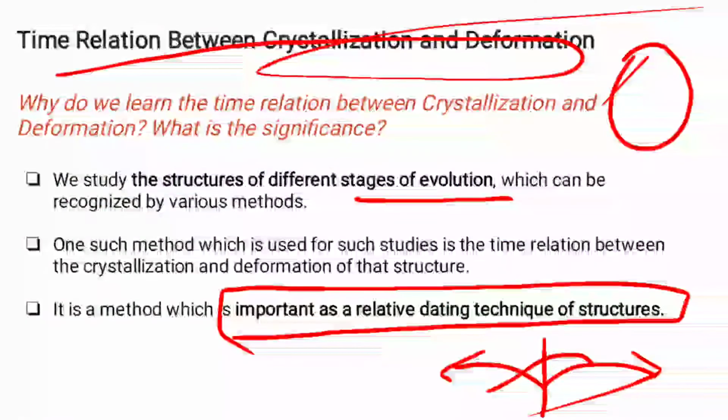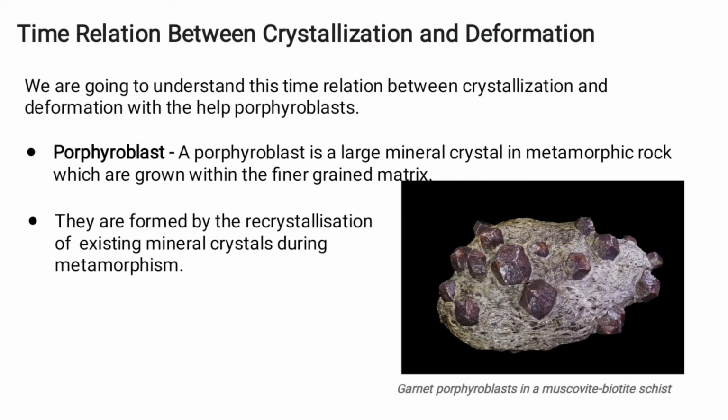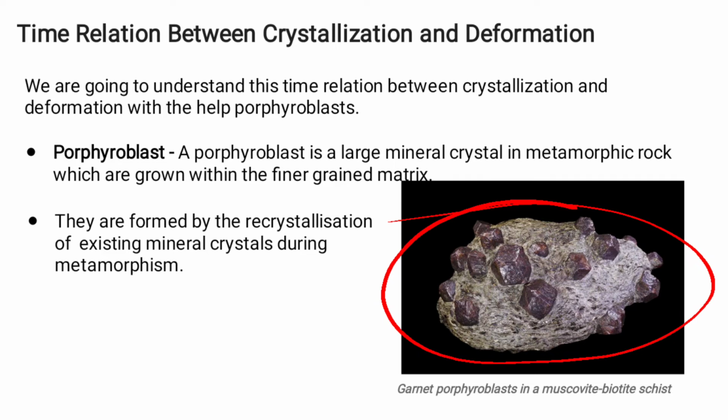So the time relation between crystallization and deformation, we are going to understand with the help of porphyroblasts. So these are porphyroblasts, big crystals, and this is the groundmass. A porphyroblast is a large mineral crystal in a metamorphic rock within a finer grained matrix. They are formed by recrystallization of existing mineral during metamorphism.